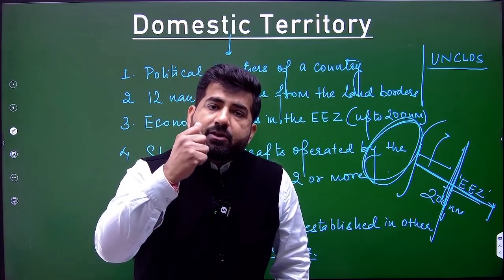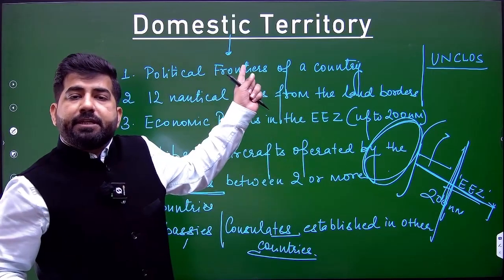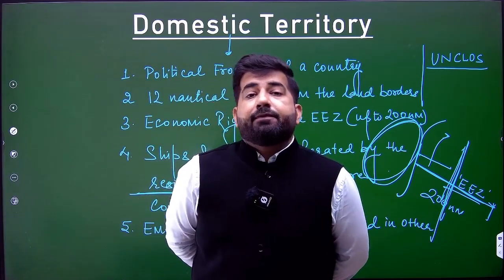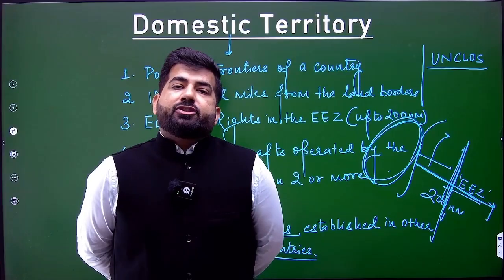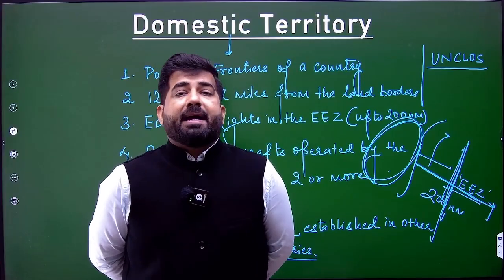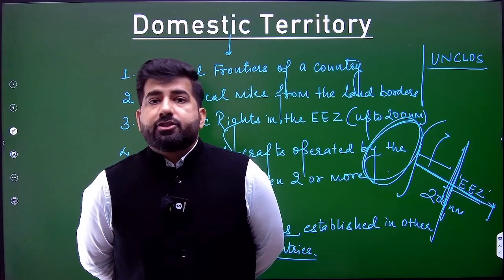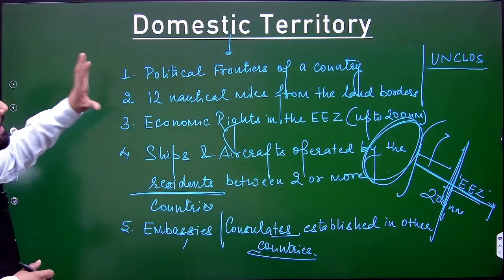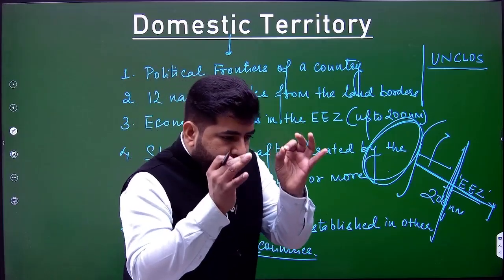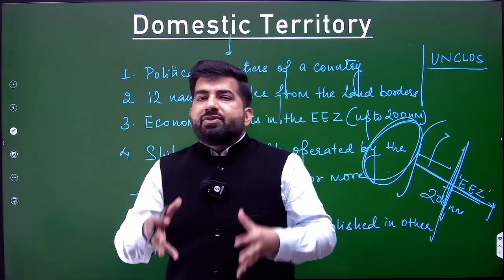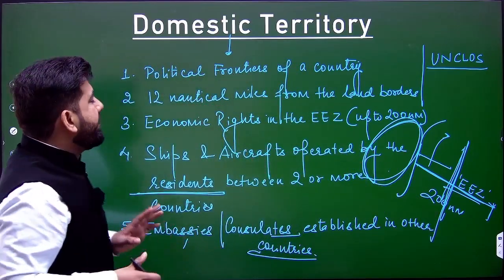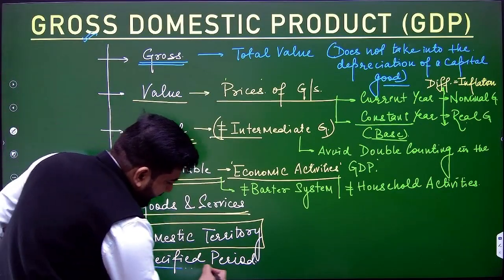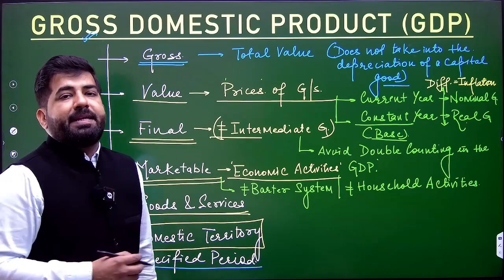Now, will those international offices form part of the domestic territory? No. The offices of international organizations form part of the international territory. They do not form part of the domestic territory. So that is excluded. Clear? I hope you have understood the meaning of domestic territory. So the economic activity produced within this domestic territory will be included in the calculation of GDP. Clear? Lastly, GDP is calculated for a specific period.